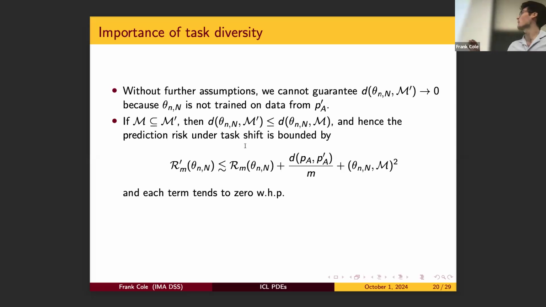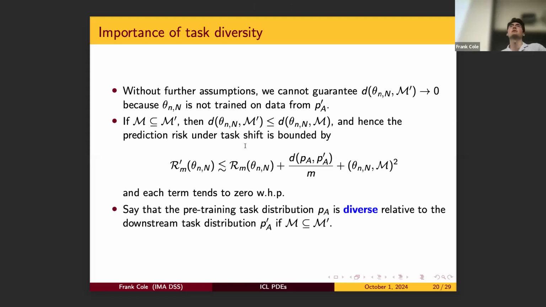And so this assumption, that you have this inclusion of sets of minimizers, looks kind of abstract, but you'll notice it doesn't depend on the data. It only depends on the 2 distributions that you're considering. So you can take this as a definition of diversity of the 2 distributions. We say that the pre-training task distribution is diverse relative to the downstream task distribution if you have an inclusion of sets of minimizers.